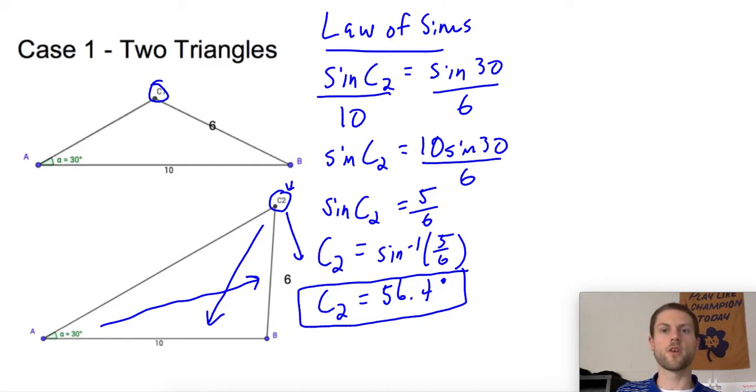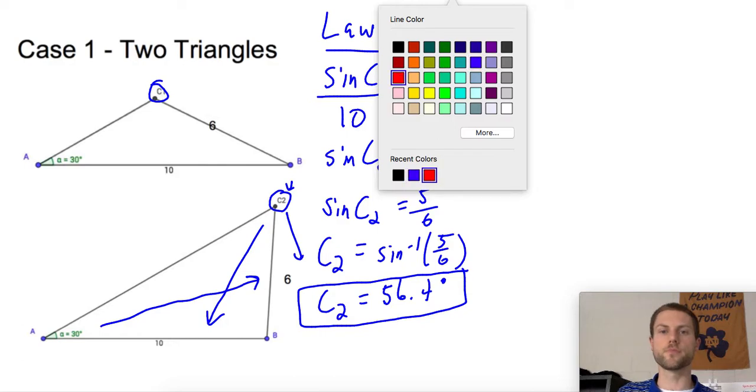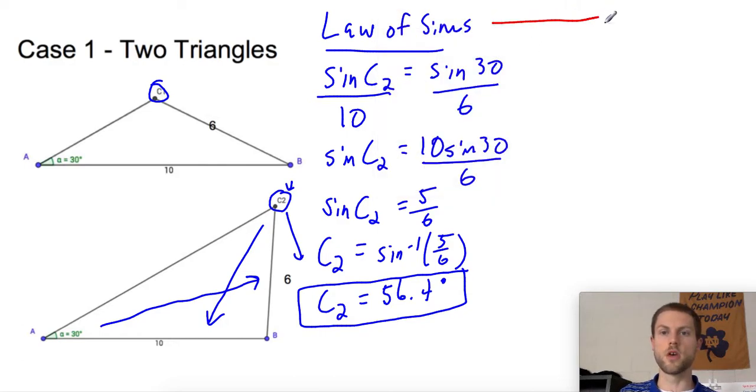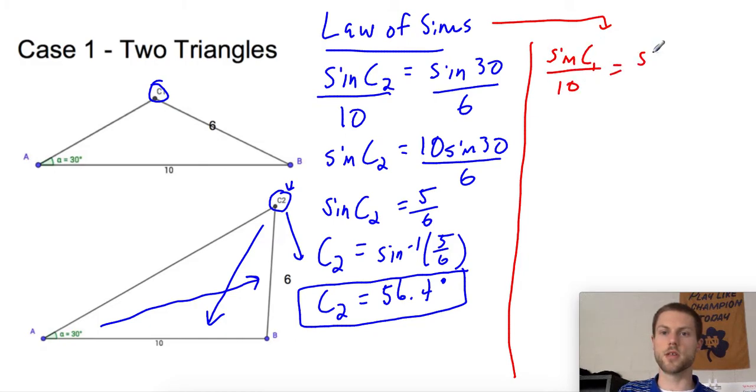But we can see there's another configuration. How do we figure out what that possible configuration is? Once again, let's use the law of sines to solve for C1. This is going to look a lot like where we started. The sine of C1 over 10 is equal to the sine of 30 over 6. Hopefully you're seeing everything's the same. I'm not changing anything in this process, but somehow I'm supposed to come up with another angle other than 56.4.